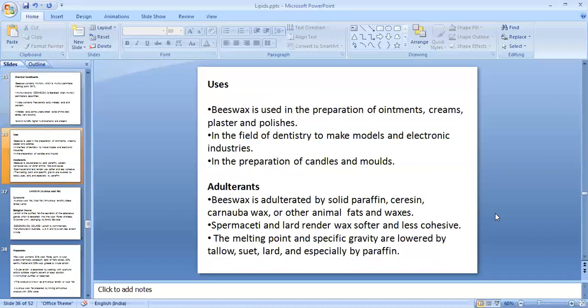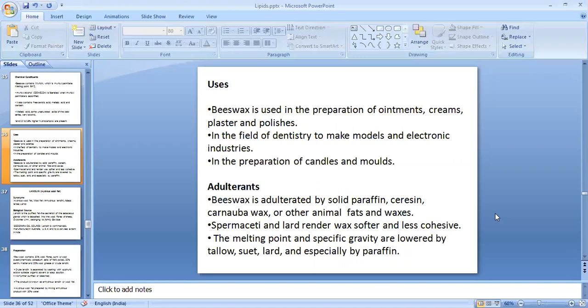And when you come to the uses, beeswax is used in the preparation of ointments, as I already told you. In the preparation of eye ointments, only yellow beeswax should be used. And it is also used in the preparation of creams, plasters, and polishes. It is also used in the field of dentistry to make models, in the electronic industries, and in the preparation of candles and molds.